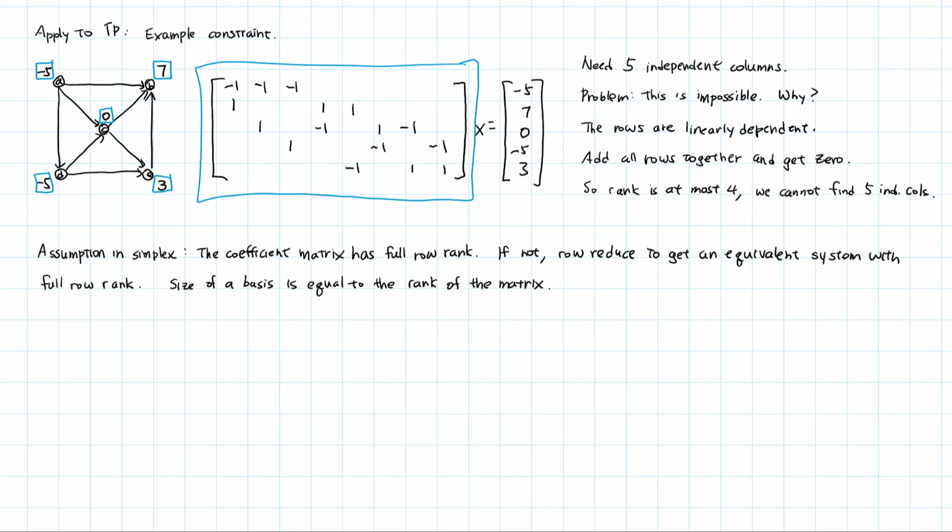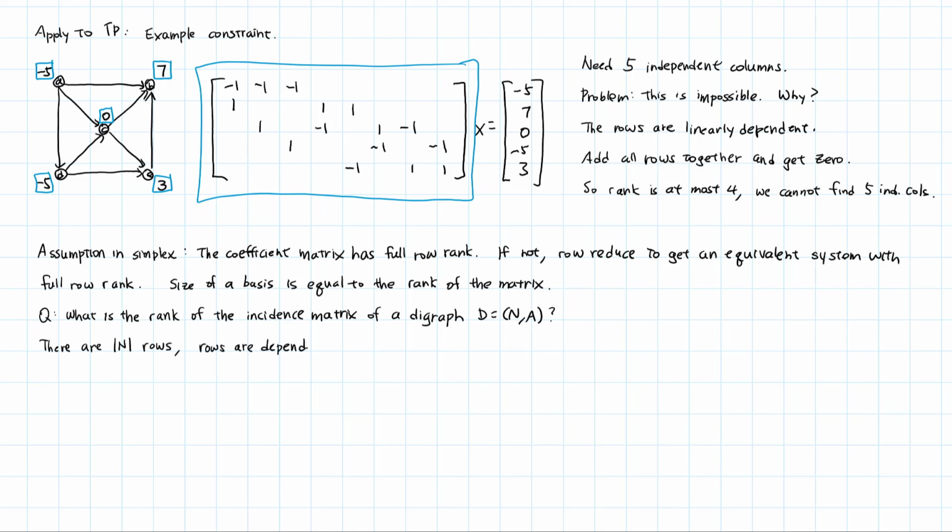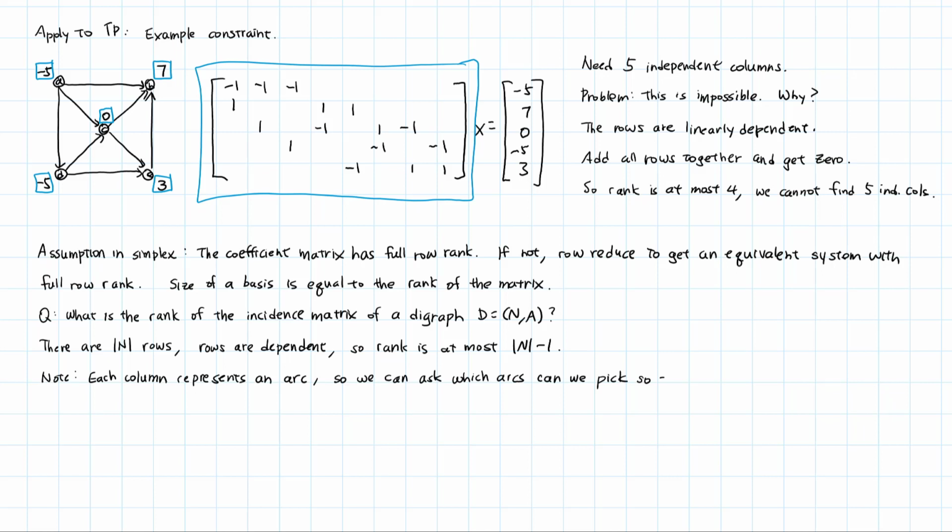For the transshipment problem, we are not actually going to run simplex on the matrix form, so we do not need to worry about row reduction. But we would still like to know what the rank of the incidence matrix of any digraph is. Well, we know that the number of rows is equal to the number of nodes, and the rows are dependent, so the rank is at most n minus 1. So we want to know if we can find this many columns that are independent. Now each column represents an arc, so we could just ask which arcs we can pick so that the corresponding columns form a basis.